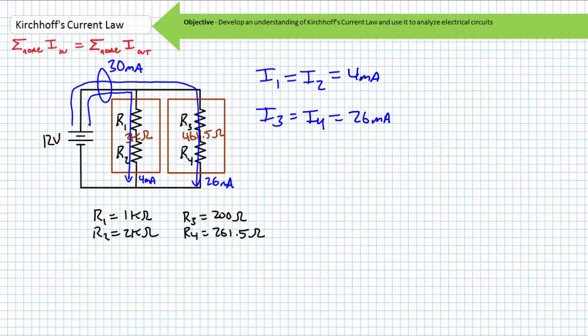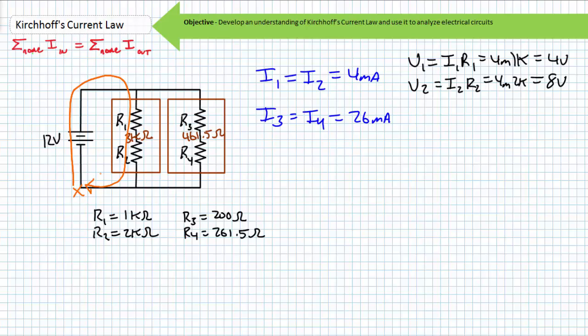Now let's look closely at the voltage drop across individual resistors inside the parallel paths. Ohm's law states that the voltage drop across a resistor is the current through it times its resistance. V1 equals I1 times R1. Substituting the necessary values, we find V1 to be 4 volts. V2 is I2 times R2. Substituting in the necessary values, we find V2 to be 8 volts.